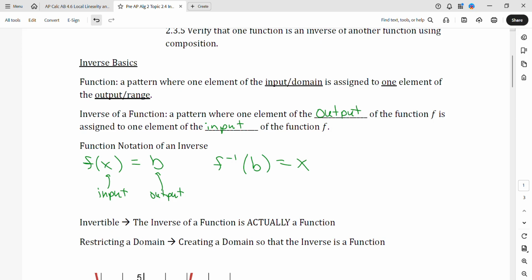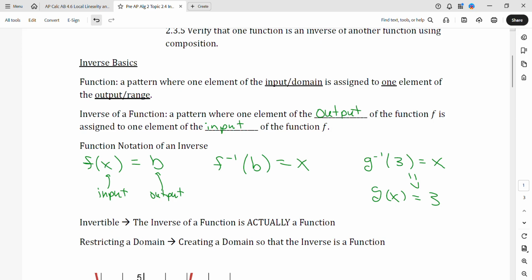So that means, for instance, if a problem asked you to find the inverse of g, let's say of 3, that is some number. I can rewrite this as that.